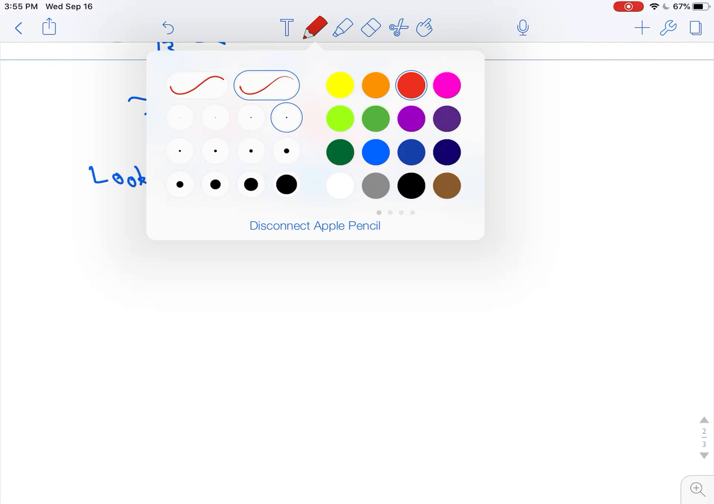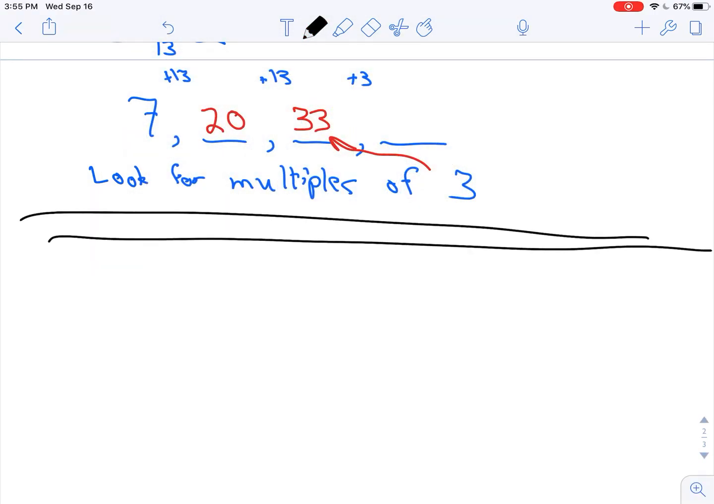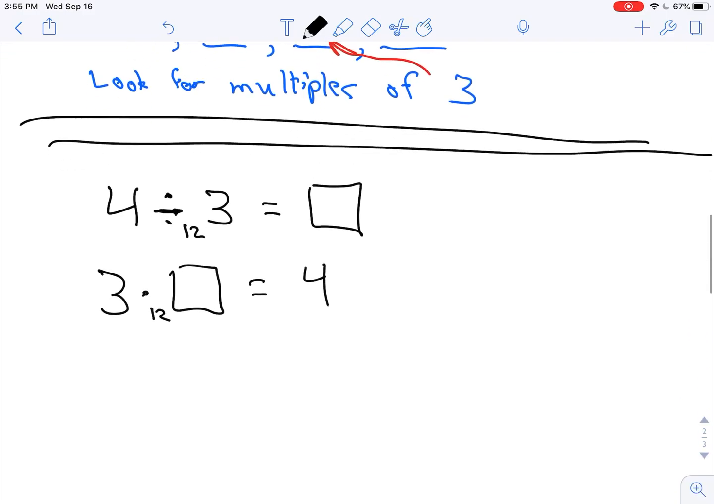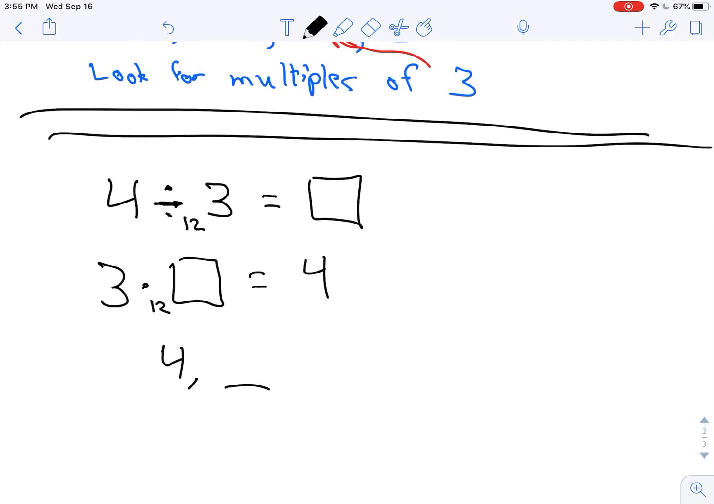Sometimes you're going to get strange situations, especially when you're using some kind of modulus that's not a prime. So, for example, if I ask you to do, let's say, 4 divided by 3, and we'll say it's mod 12 this time. Okay, so now I'm looking for multiples of 3 mod 12 equal to 4.